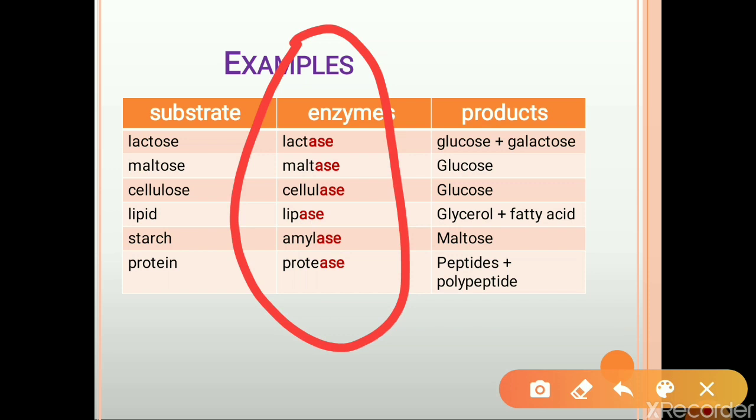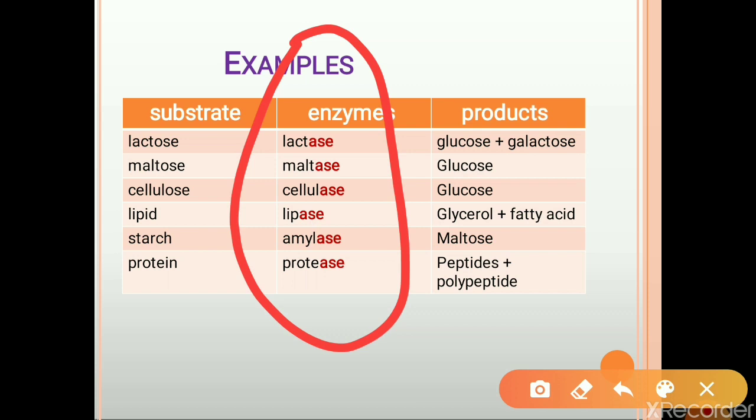Cellulose is a homopolysaccharide present inside the cell wall. Cellulose makes up the cell wall, but it is broken by an enzyme called cellulase. Cellulose has a bond between two glucose molecules. This bond is a beta 1,4 glycosidic linkage, and it is very tough to break. But only cellulase is an enzyme which breaks this cellulose.